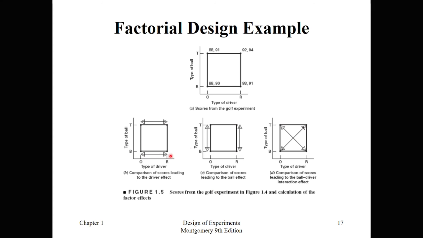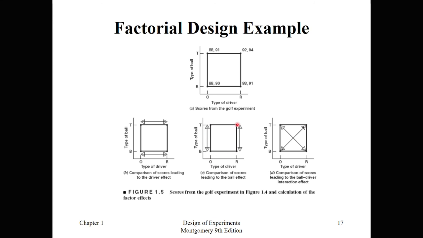Now, if I want to look at the type of ball, the first one versus the second one, I want to look at this first line versus the second line. So the average score I got with this first line across both drivers and the average score I got on the second line across both drivers.